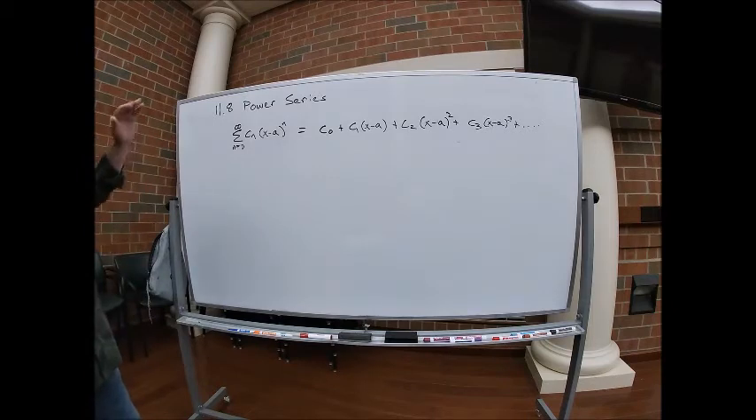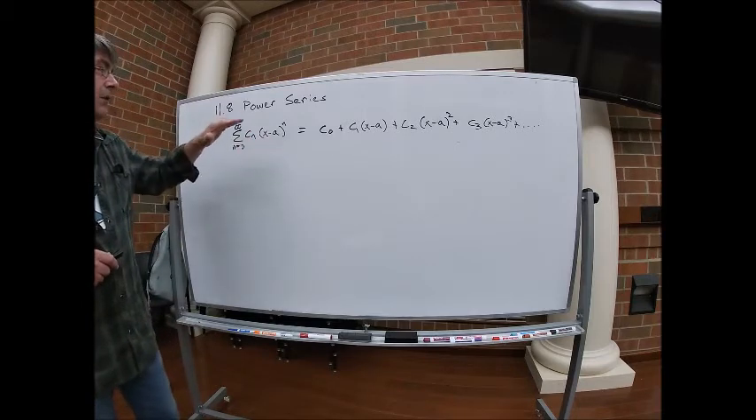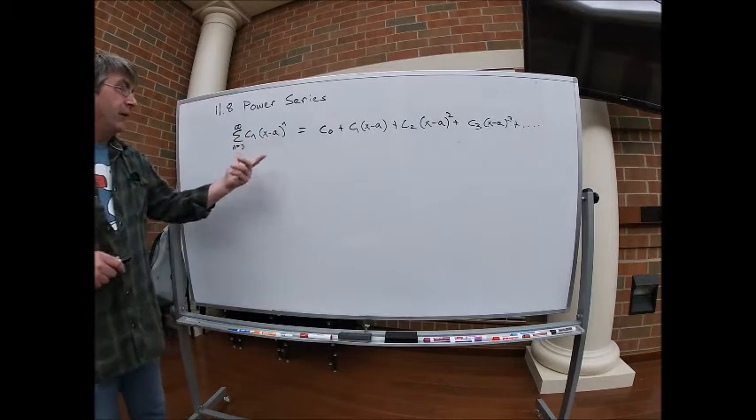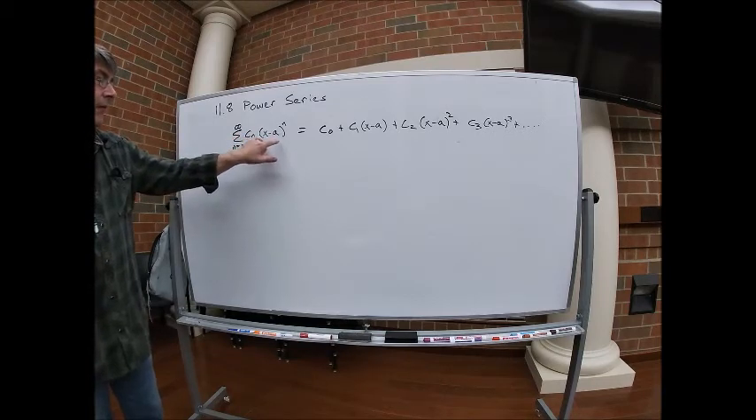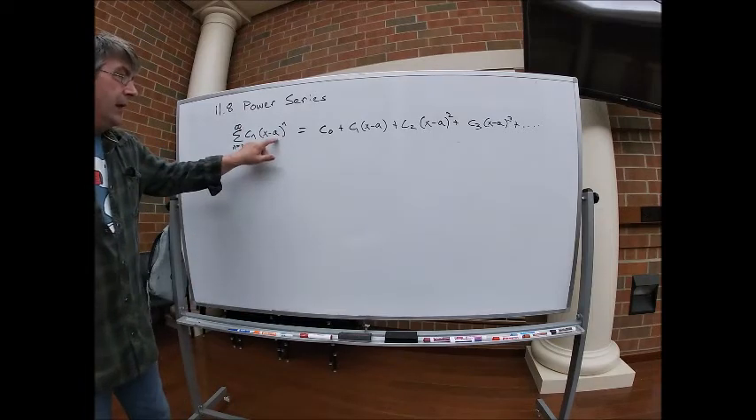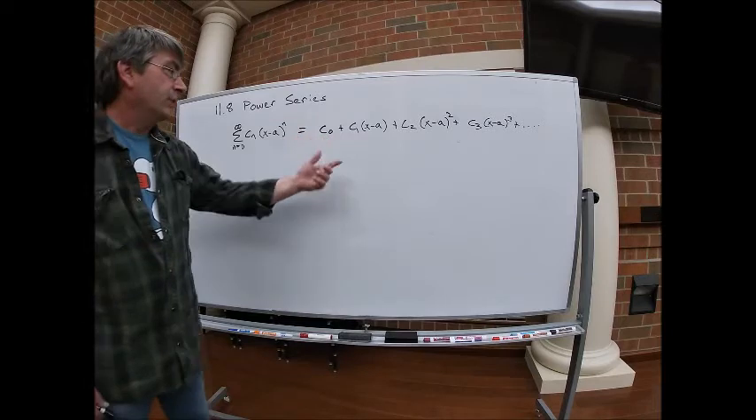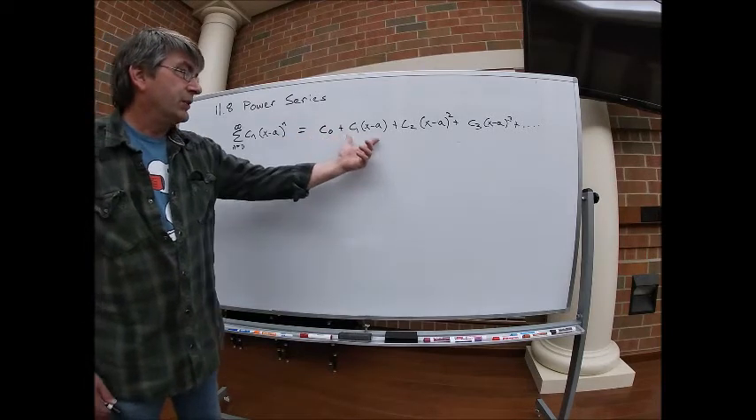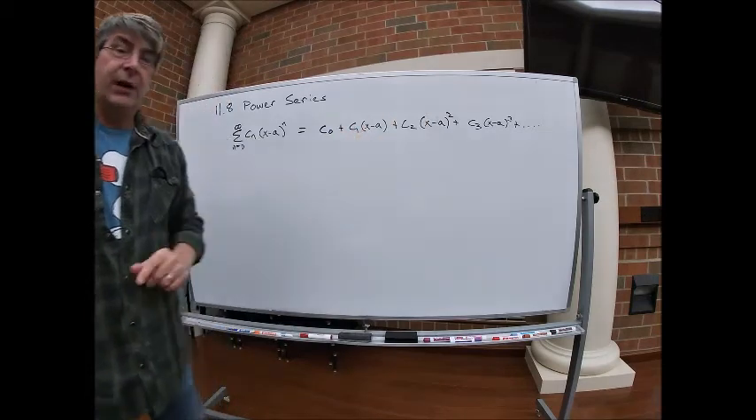What we're doing in 11.8 is something new. We're introducing a variable, so we now have an x in here. A power series is an infinite sum with coefficients c_n and then factors (x minus a) to the n. A here is called the center of the power series, and if we wrote out some terms: c_0, c_1 (x minus a) to the first, c_2 (x minus a) to the second, etc.